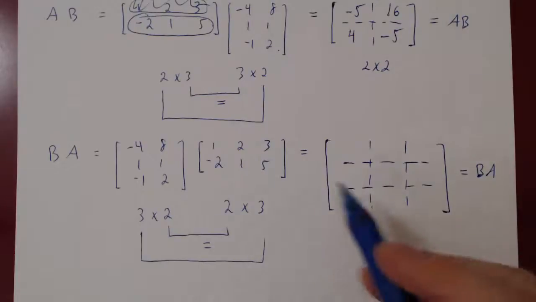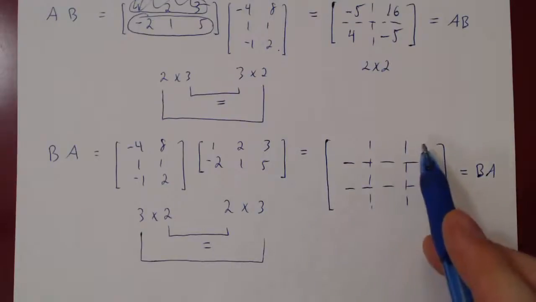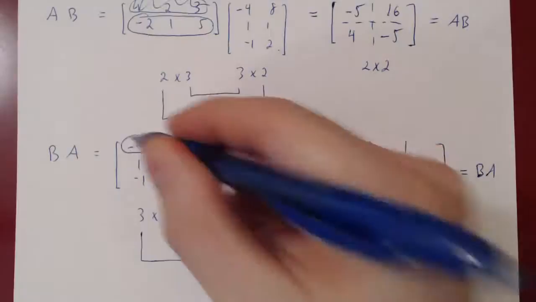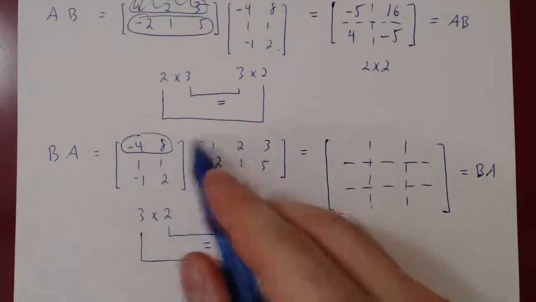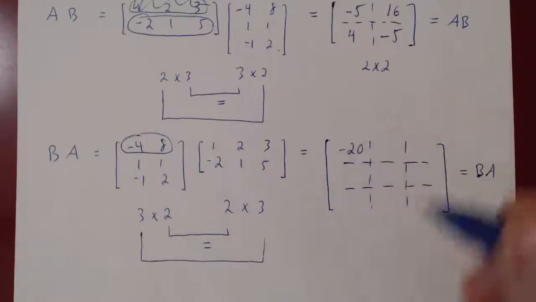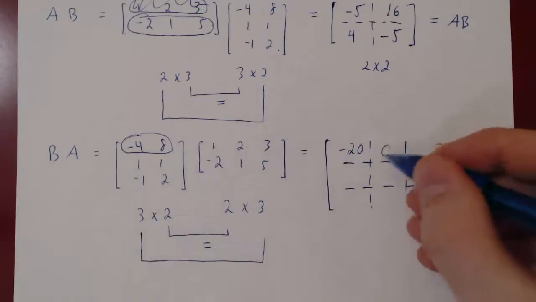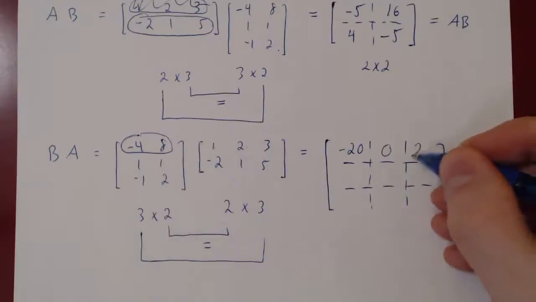As always, when you construct a new matrix as a product between two matrices, you construct it one row at a time. So to construct the first row of BA, we fix the first row of B, go through every column of A. So we'll have negative 4 plus negative 16, negative 20. Then negative 8 plus 8, 0. Then negative 12 plus 40, 28.